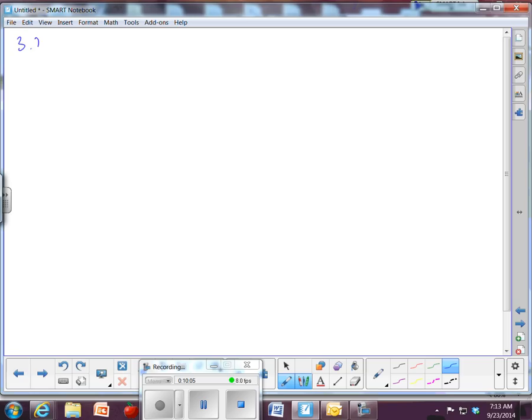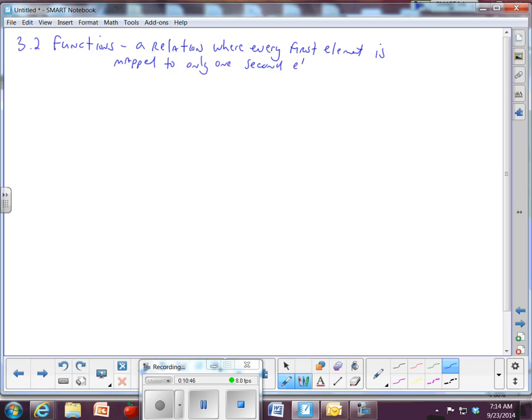All right, 3.2 functions. Algebra 2 and above has a lot to do with functions, and so we need to make sure that we are aware of what a function is. What is a function? It's a relation where every first element is mapped to only one second element. So that's what we're talking about here. Functions: every first element is mapped to only one second element. In other words, there's only one pair, one point, that involves any first element.